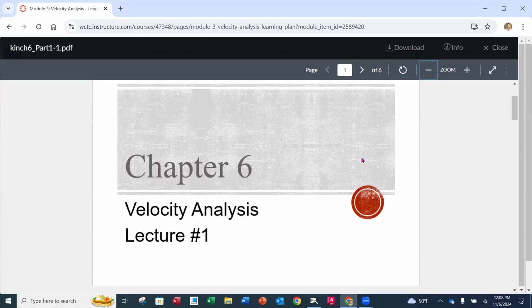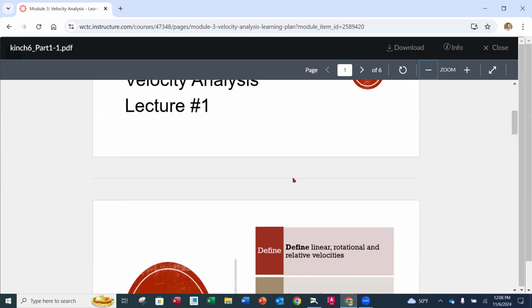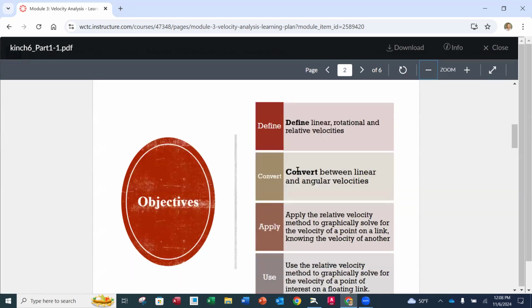All right. So Chapter 6 in your textbook is where we're going to be looking for velocity analysis. And again, this is the first part of the lecture. So our objectives here are to look at, in this chapter, linear, rotational, and relative velocities.